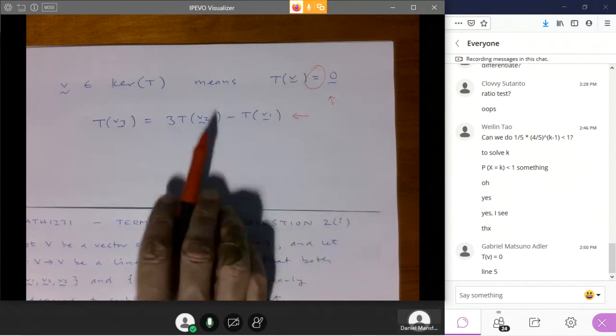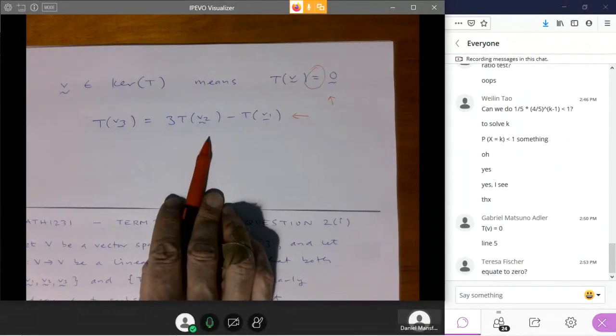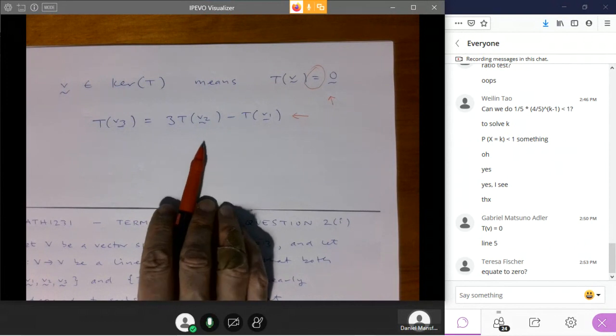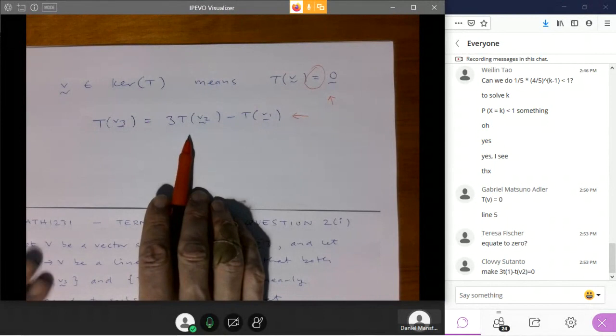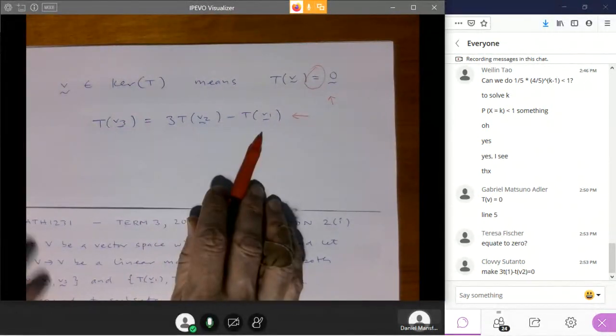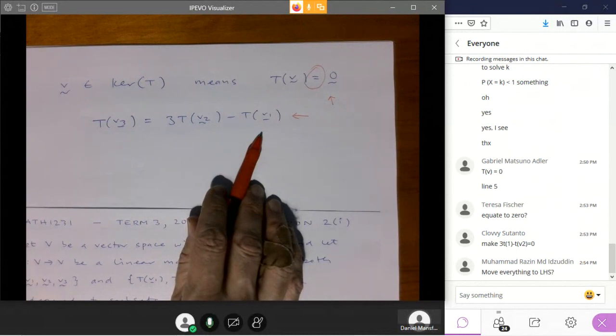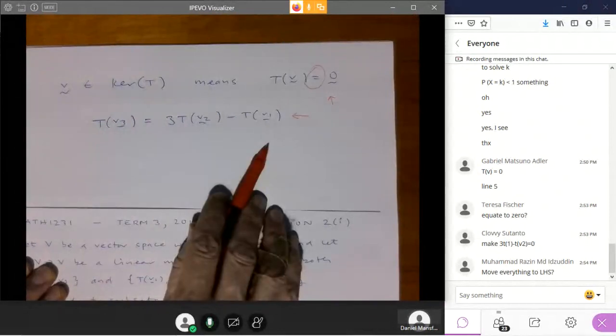Does that give anybody any ideas as to something you could do perhaps for a start with this equation? Please type or say something if you have any ideas. And like I said before, if you're not sure it's going to work, doesn't matter. You've got to try it. Teresa, I'm not totally sure what you mean by equate to 0. Okay, I guess so, but then V1 and V2 are going to be specific vectors. We don't get to choose them. Yeah, I think, Mohammed, that's a much better idea. If we move everything to the left-hand side, then the right-hand side is going to be 0.